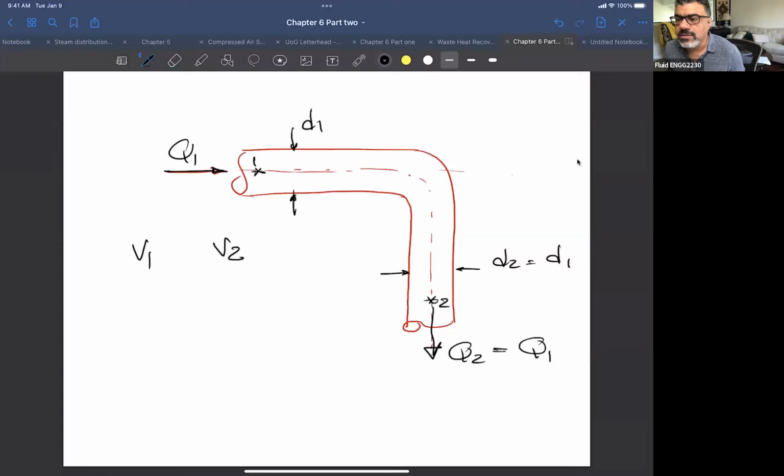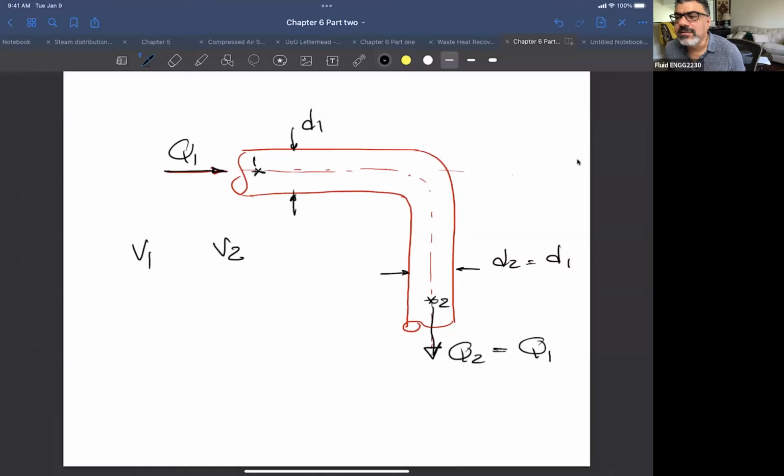Yeah, but what is the velocity? What is the relation? Are they equal? Are they different? V2 is greater than V1. Okay, why? Why is V2 greater than V1? Anyone, please help me in this.